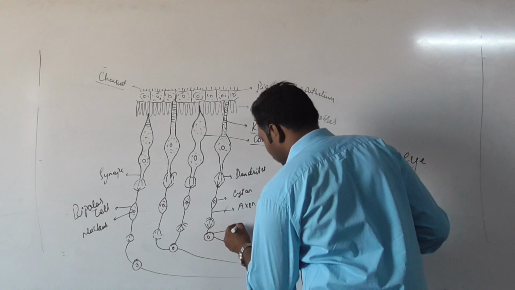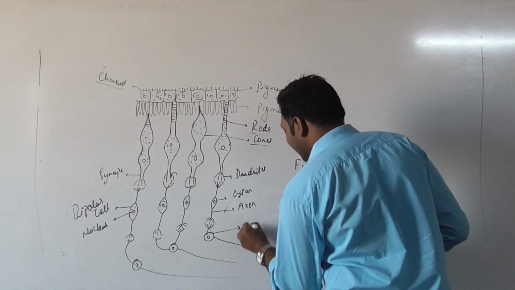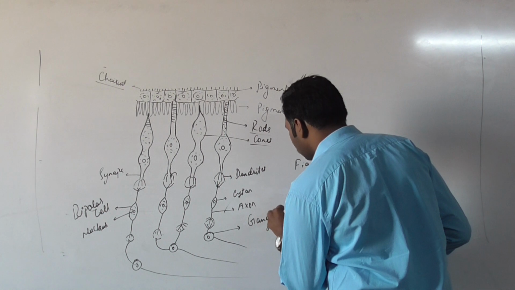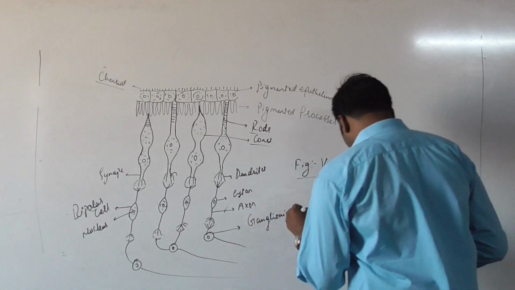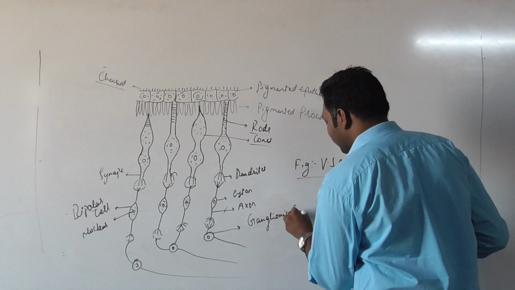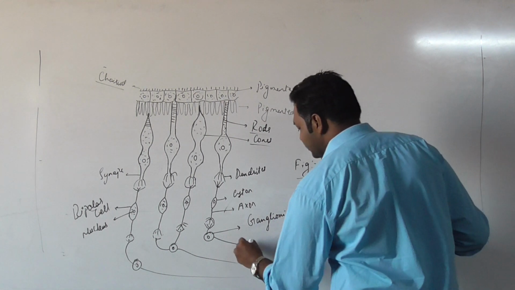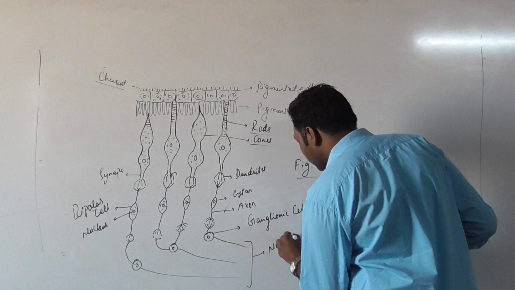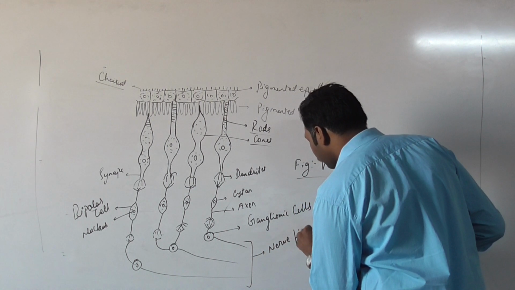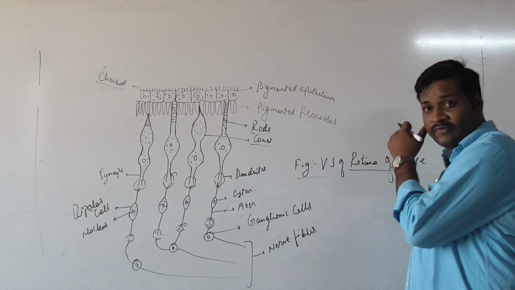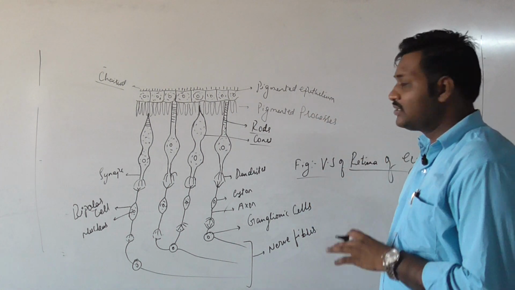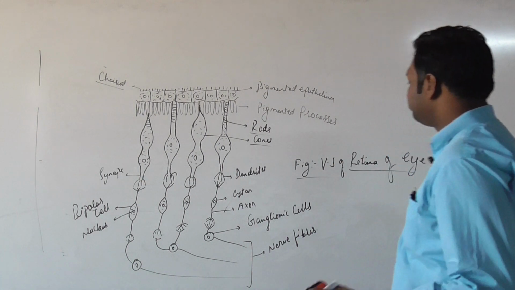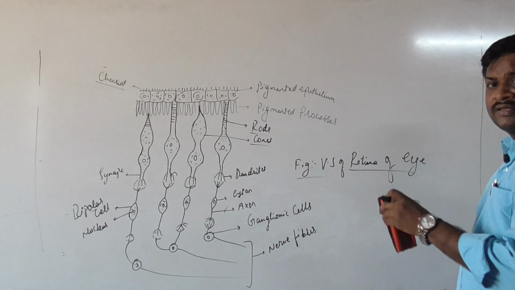And this part is called the ganglionic cells. That is the fourth, a layer of retinal ganglionic cells. Now these ganglionic cells comprise the nerve fibers. You can pause the video and draw the diagram. Fine, so this is about the structure.